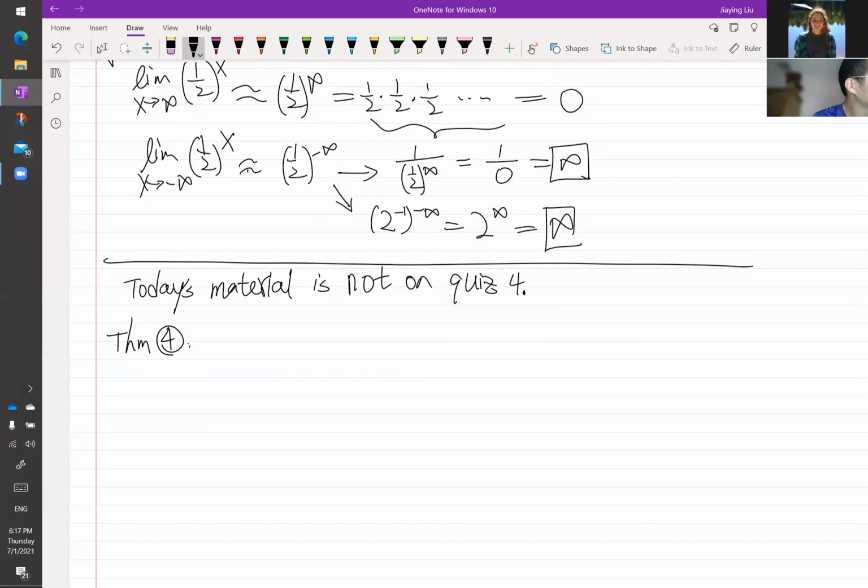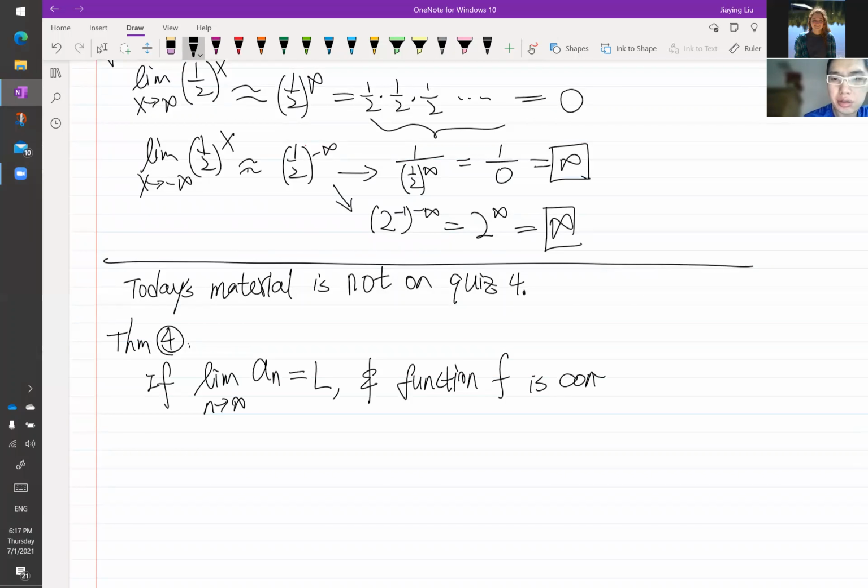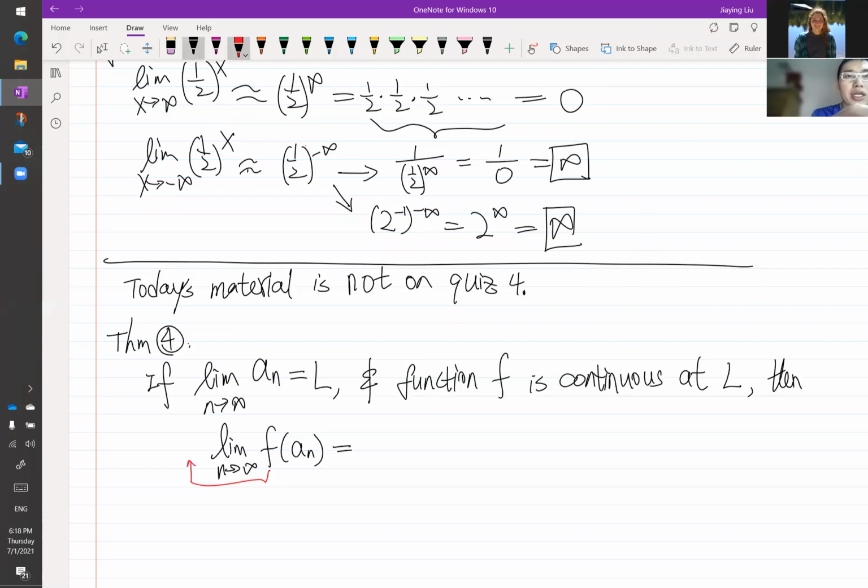So we talked about 3 theorems last time, and this is the fourth one. It says if the limit as n goes to infinity of an, remember an are terms of a sequence, is equal to L, that means the sequence approaches a limit L. And if the function f is continuous at L, then the limit as n goes to infinity of f of an: if an is the input of the continuous function f, we can simply bring f outside and just take the limit of the input first.